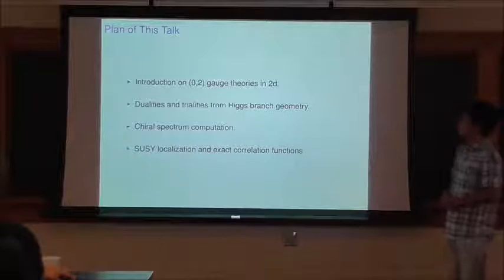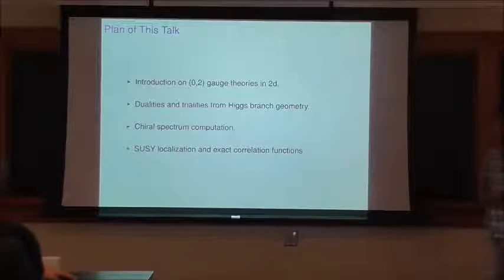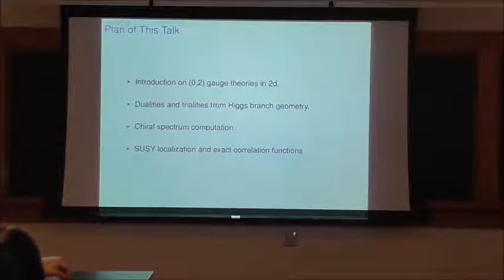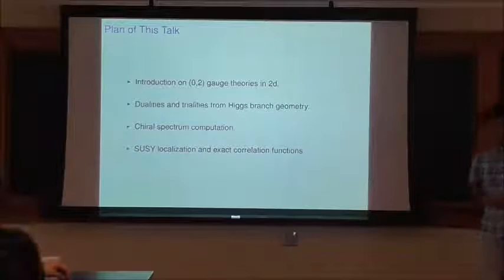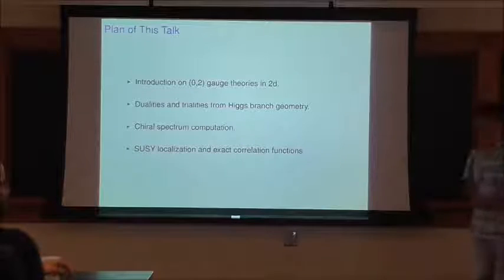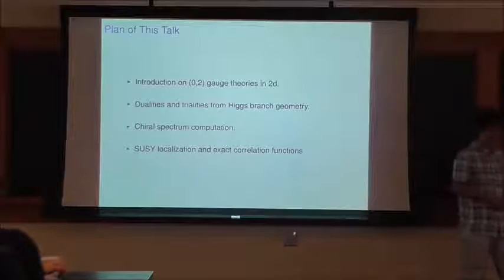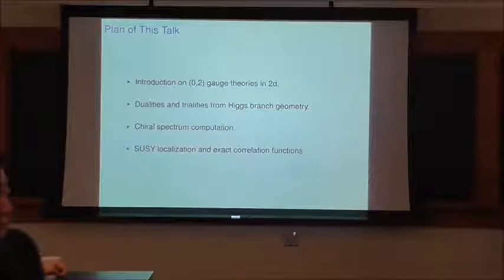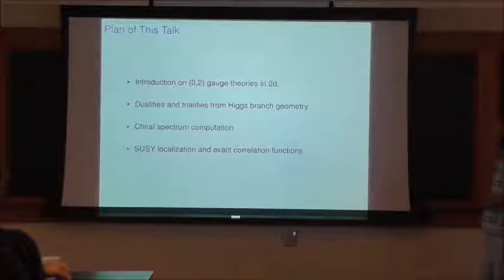For completeness, I will introduce you guys to the notation I'm going to use for 0,2 gauge theories that people usually use in 2 dimensions. And then I will discuss these newly discovered dualities and what's called triality between different gauge theories, with UV theories that flow to the same IR fixed point. And we will do so using this geometric method, by looking at their Higgs branch geometry and using a bunch of mathematical dualities and some physical arguments, we'll be able to realize these dualities geometrically.